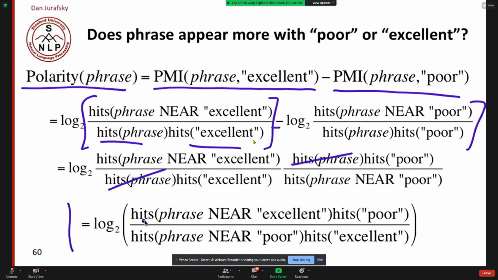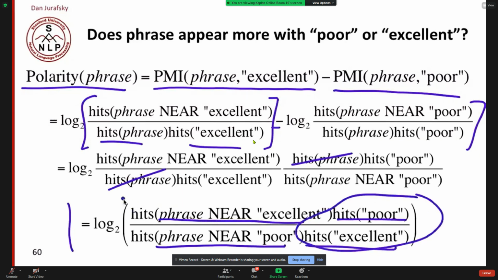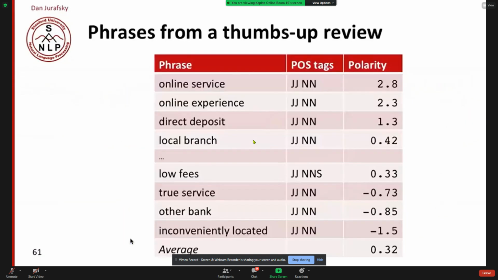In the end, we get our formula for deciding the polarity of a phrase. It's how many times the phrase occurs near excellent times how many times poor occurs, over how many times the phrase occurs near poor times how many times excellent occurs. These are constants that we can get once, and then for each phrase we can compute these two quantities.